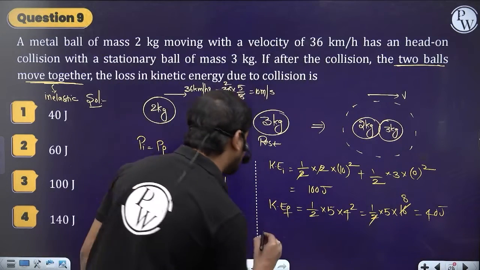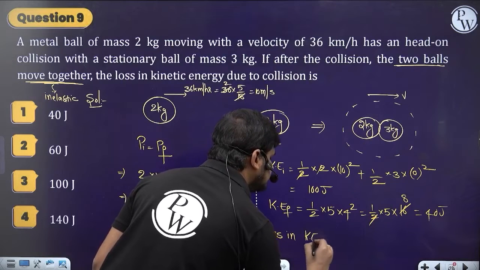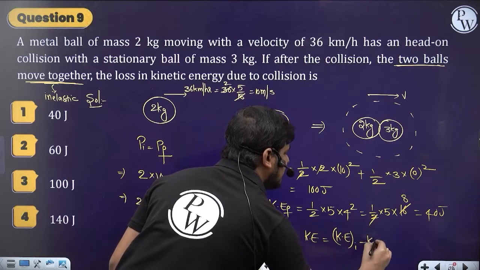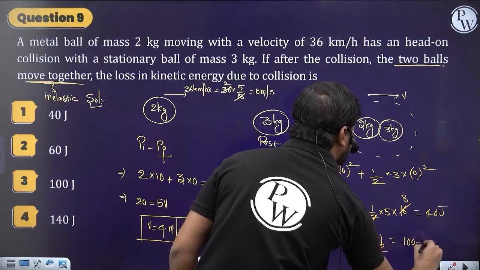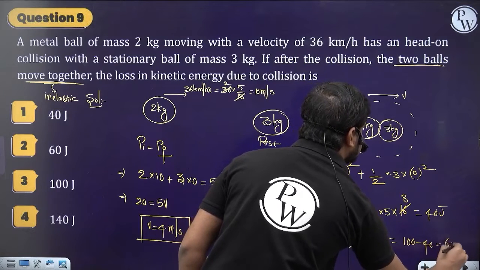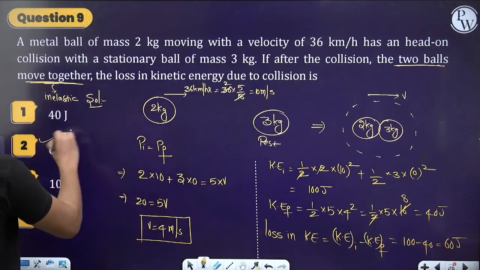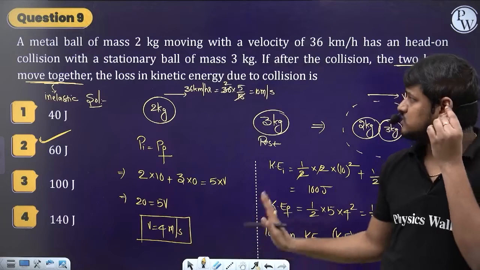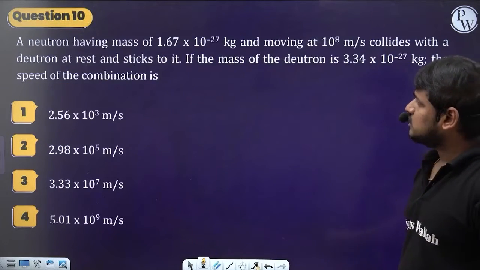Now how do you find the loss in kinetic energy? The loss in kinetic energy will be equal to KE initial minus KE final. Which is nothing but 100 minus 40, which is 60 joules, the loss in kinetic energy. So option 2 is the correct one, guys. Understood? Simple concept. Clear? So let's go for the next question.